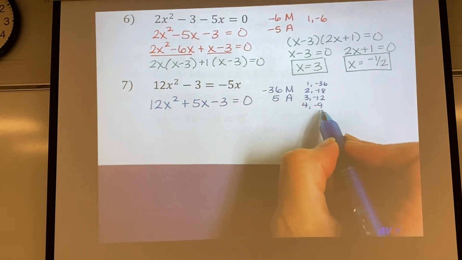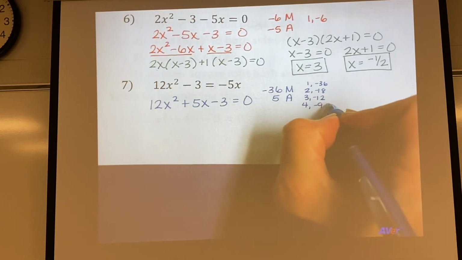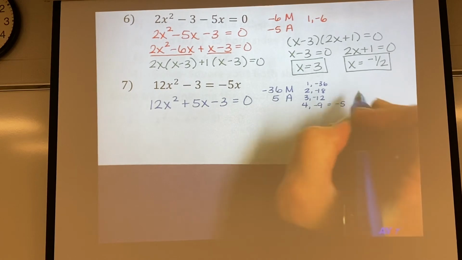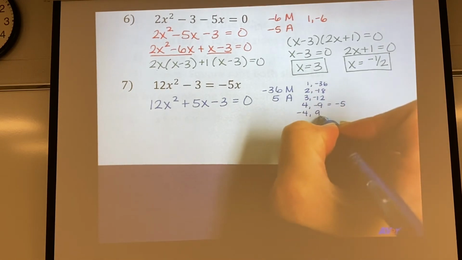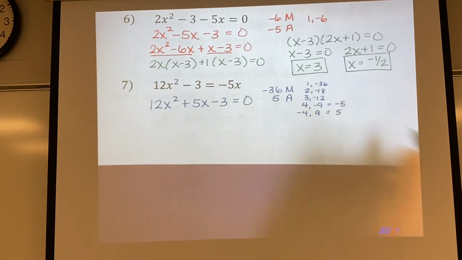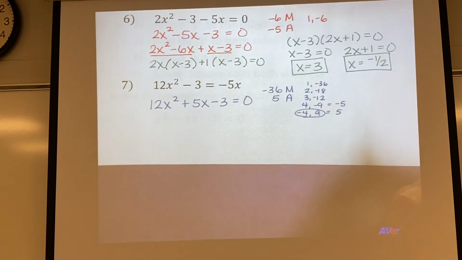Now 4 and negative 9, that gives me a negative 5. But I want a positive 5. So I was close there, but all I have to do is switch the signs, because negative 4 and 9 will still give me negative 36, but when I add them, they'll give me a positive 5. All right, so negative 4 and 9 are the ones that I want, my numbers for the middle.